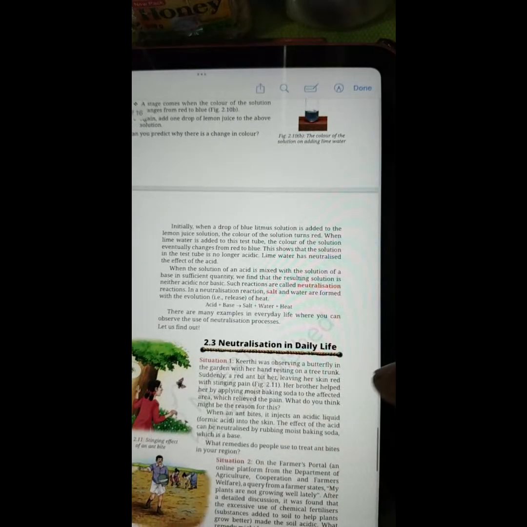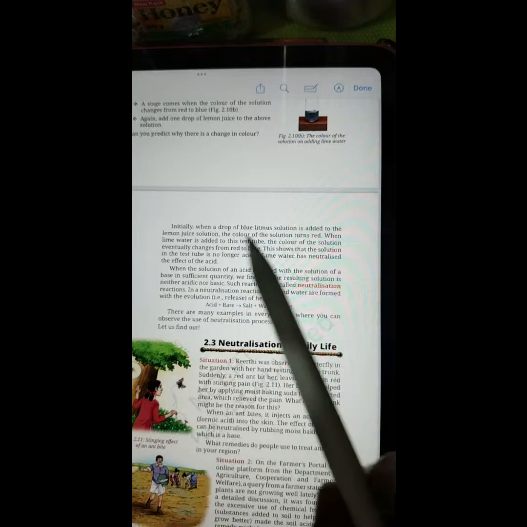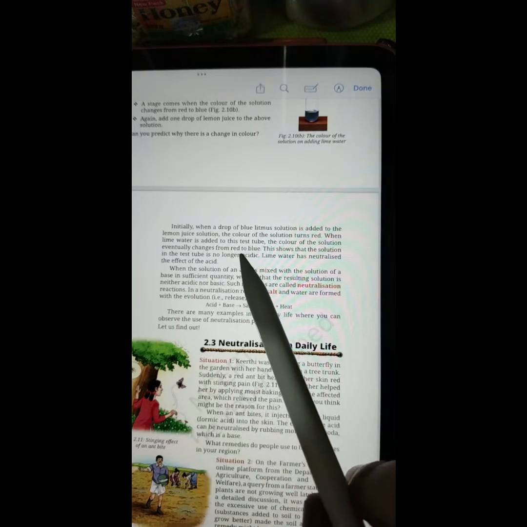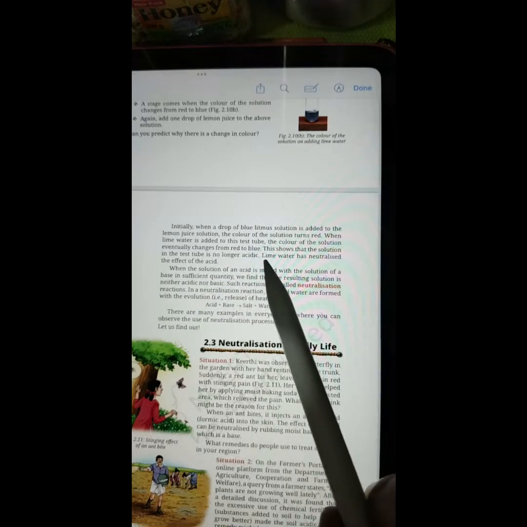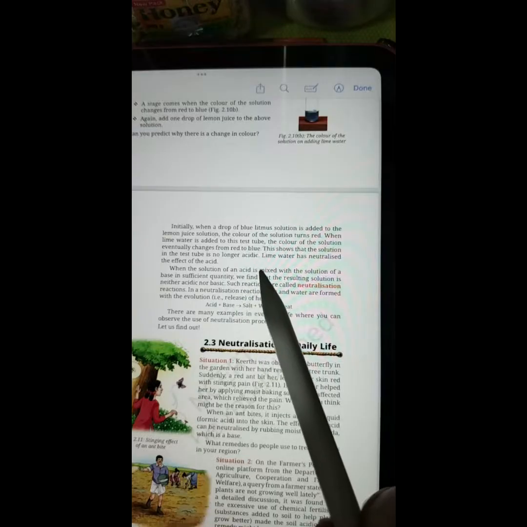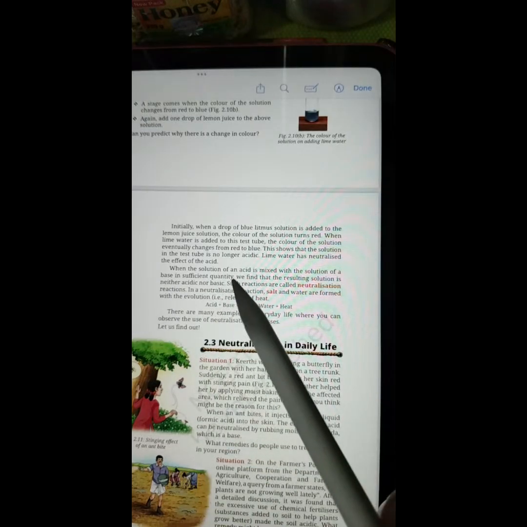Can you predict why there is a change in color? You can write the answer in the chat in case you know. Initially, when a drop of blue litmus solution is added to the lemon juice solution, the color of the solution turns red. When lime water is added to this test tube, the color of the solution eventually changes from red to blue. This shows that the solution in the test tube is no longer acidic. Lime water has neutralized the effect of the acid.